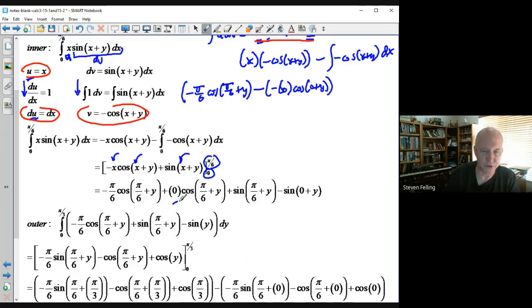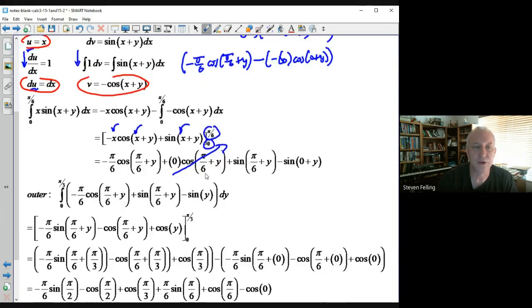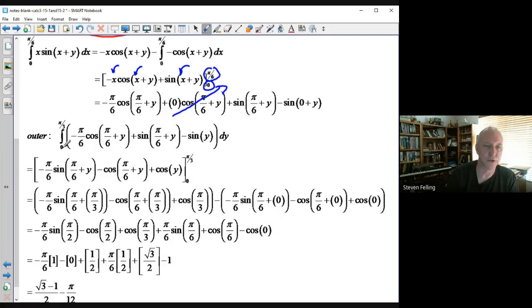This part just goes away because it's a 0. And then plus this term with pi over 6 plugged in first and then 0 plugged in. So we end up getting this whole expression here. This term dropped out because of the 0 being plugged in for this x. And then we have to take now the outer integral, which is the integral from 0 to pi over 3, now treating the y as the variable. And there are 3 terms here.